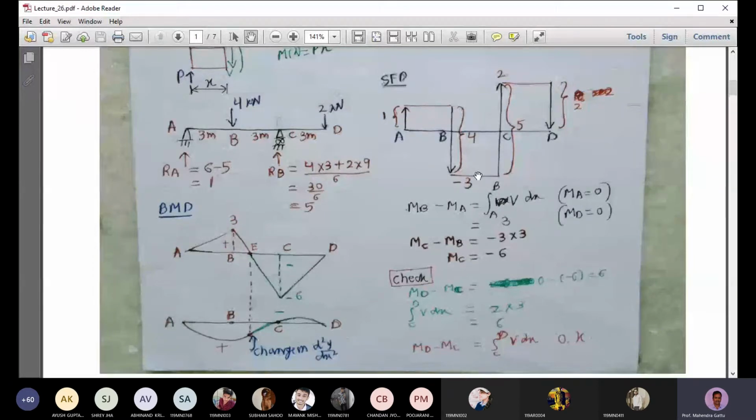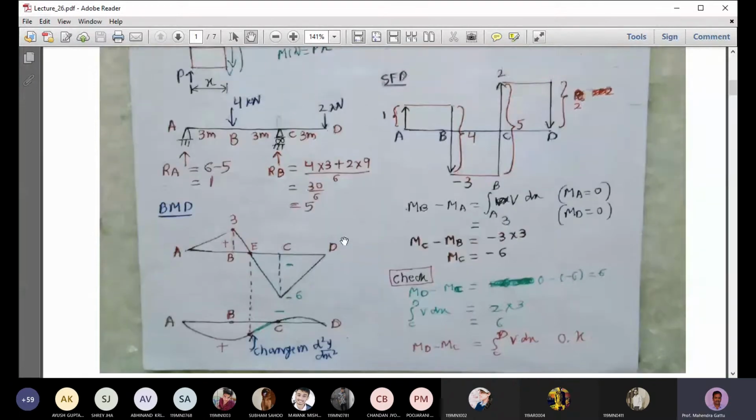And then from B to C again there is a negative shear force. That means there is a reduction in bending moment. So MC minus MB will be -3 into BC, which is -3 into 3, which is -9. So we will get MC value as -9 plus 3, which is -6. So from B, we have a bending moment of +3, and at C we have a bending moment of -6. So we can join these two points by a straight line. Why? Because the slope is constant.